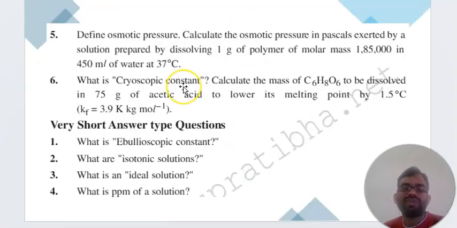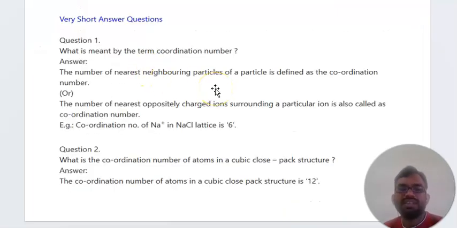Then coming to define osmotic pressure, especially in the solution topic, and this was a repeated question last year also. And these are some very short answer questions. What is ppm in solution, ideal solution, azeotropic solution? These are the very short answer questions, especially in our solution chapter. And you can think about a few of the very short answer questions with answers.